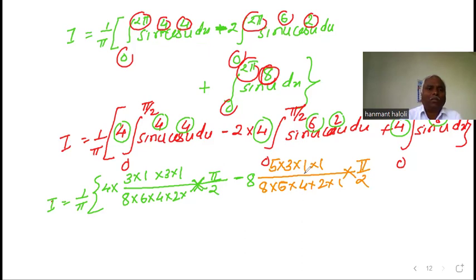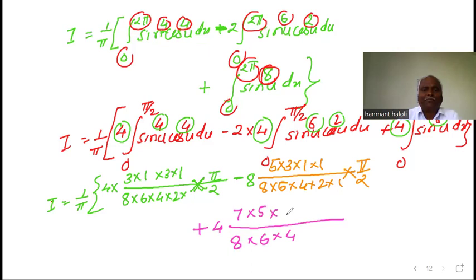I'll use one more color to show the last integral. Plus 4 into. Now here it is a sine function. For a sine function, go on writing: first the denominator, and afterwards 8 minus 1, 7, and 7 minus 1, 6, 6 minus 1, 5, 5 minus 1, 4, 4 minus 1, 3, 3 minus 1, 2, 2 minus 1. And this index is again an even number, so multiply with pi by 2. Now the whole bracket is completed with this pi by 2 multiplication.